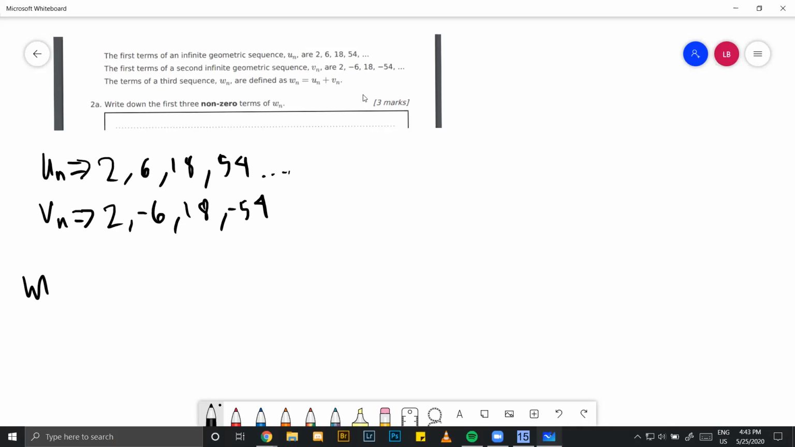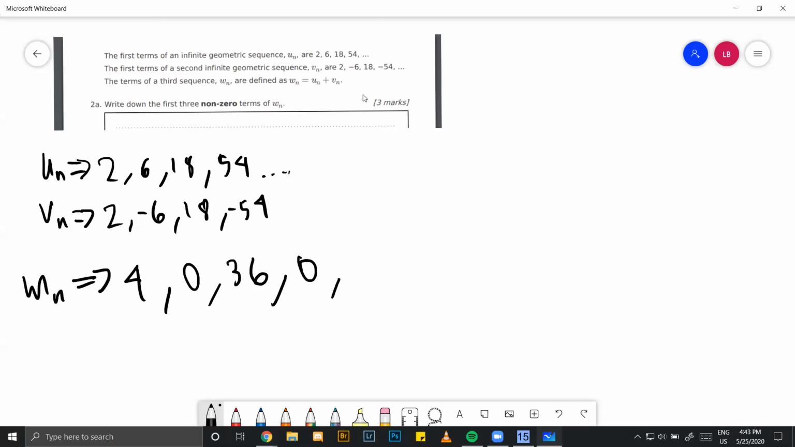And now for Wn, I'm going to start writing down the terms. The first term of W is going to be the sum of the first terms of U and V. So 2 plus 2, that's 4. The next term is going to be the sum of the second terms. So 6 plus negative 6 is going to give me 0. Then 18 plus 18 is 36. Then 54 minus 54 is going to give me 0. And if I keep going, I can notice that there's a pattern over here.